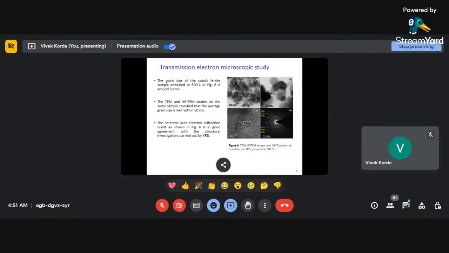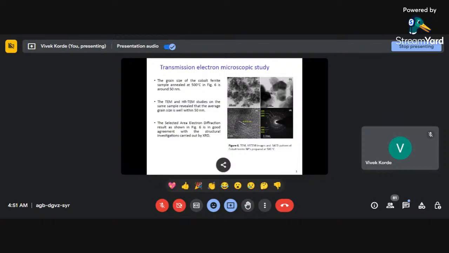One more very important and interesting technique is the transmission electron microscopic study, where the electron beam is directly diverted towards the nanomaterials and transmitted through them, so that we can get very surprising data.